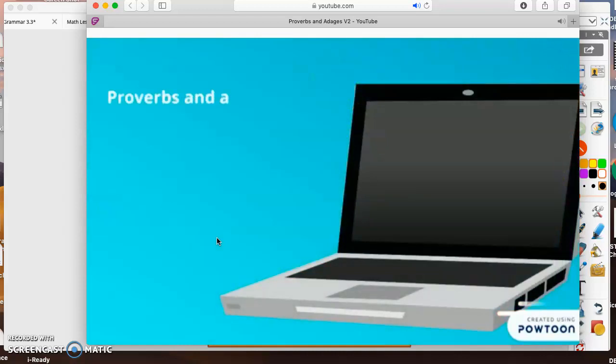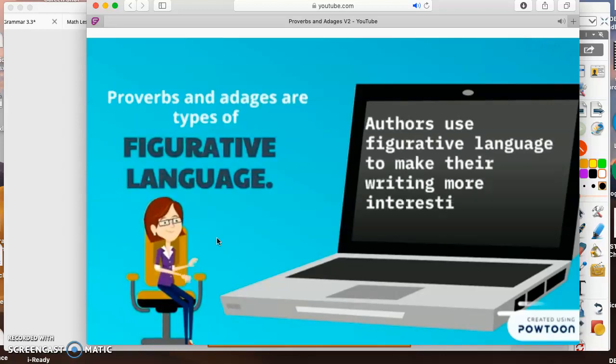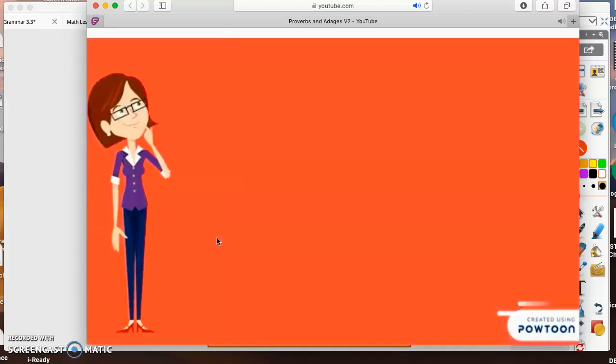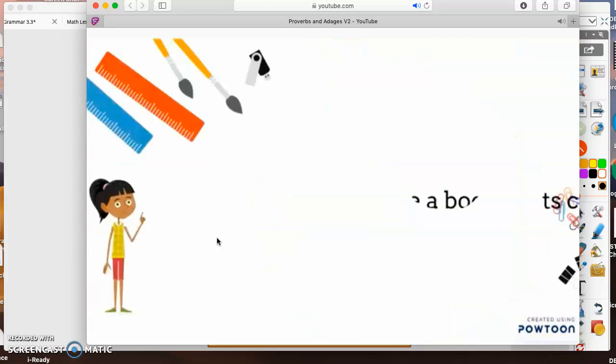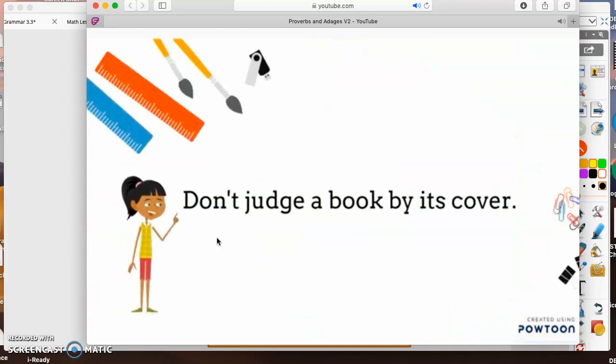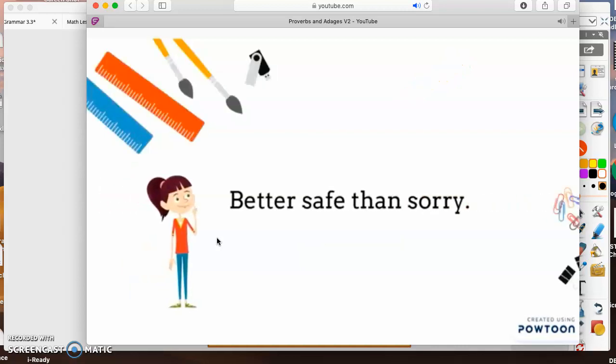Proverbs and adages are types of figurative language. Authors use figurative language to make their writing more interesting to the reader. Let's see some examples. Don't judge a book by its cover. Birds of a feather flock together. Better safe than sorry.